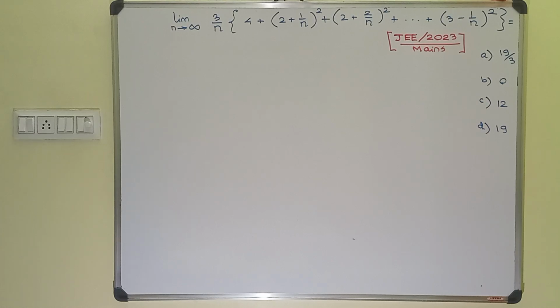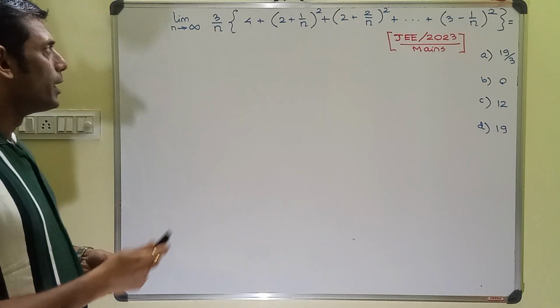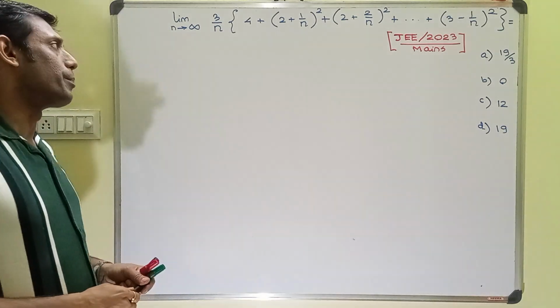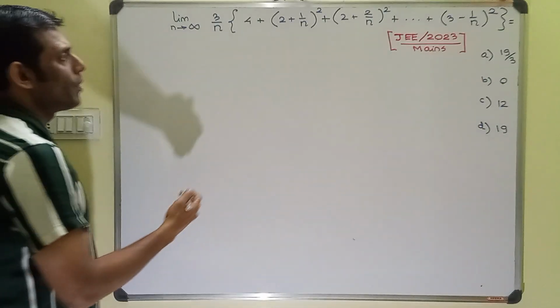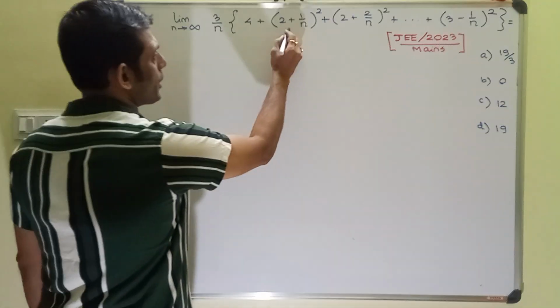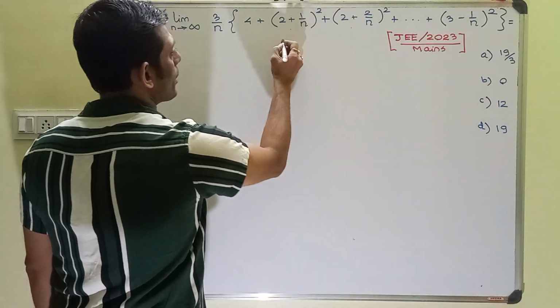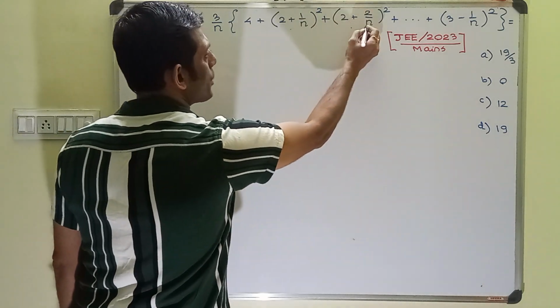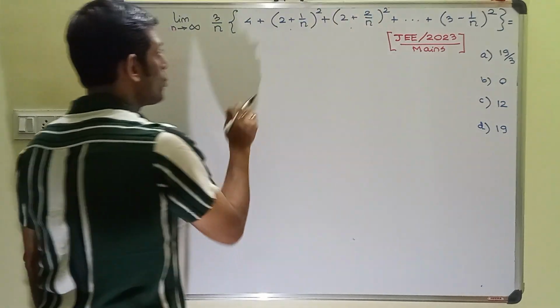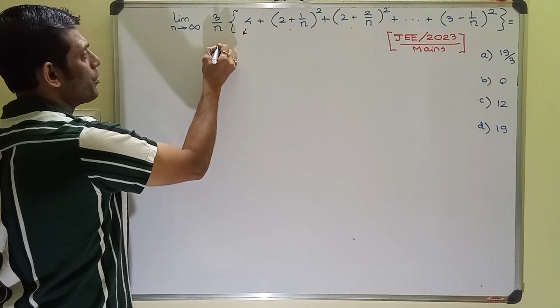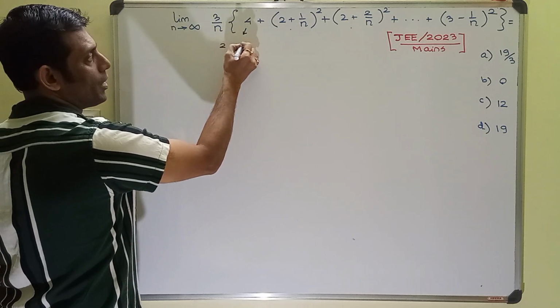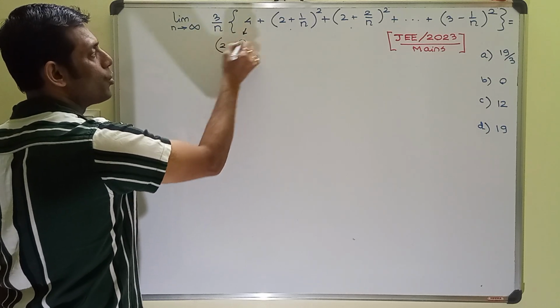Let us begin on this question. The concept of this question would be integral as a limit of sum. Now see this. Why am I saying so? This is a pattern generated by 2 plus 1 by n, 2 plus 2 by n, and like this. So what about the starting point? The starting point should be 2 plus 0 by n whole square.